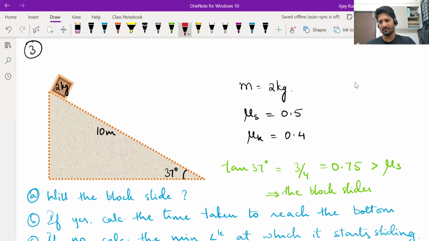Normal is not the same as mg cos theta. Magnitude wise they are same, but they are two separate forces.